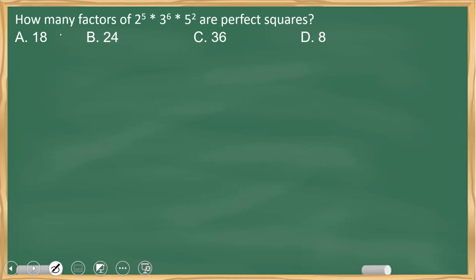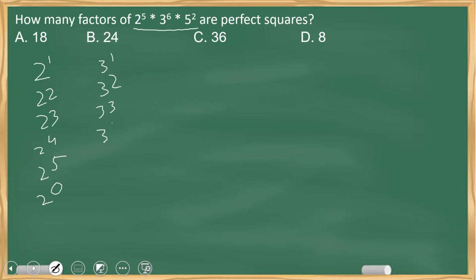Next, how many perfect squares are there here? The number is already factorized: 2 power 5 into 3 power 6 into 5 square. For 2 power 5: 2 power 1, 2 power 2, 2 power 3, 2 power 4, 2 power 5 and 2 power 0. Next 3 power 1, 3 power 2, 3 power 3, 3 power 4, 3 power 5, 3 power 6 and 3 power 0. Next 5 power 1, 5 power 2, 5 power 0.